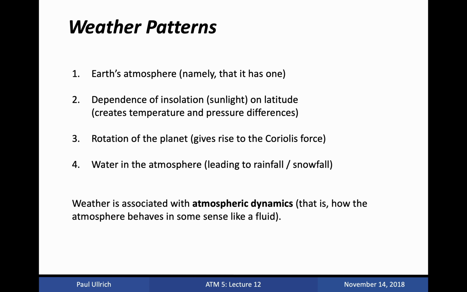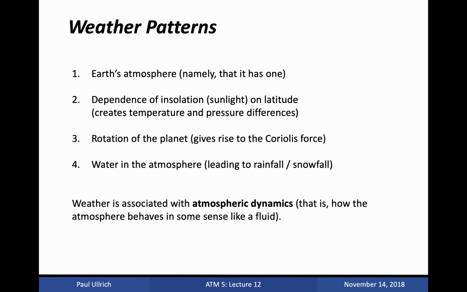Then rotation of the planet gives rise to Coriolis force, which we'll see later plays a very important role in determining, for instance, the direction of the storm track, which in turn is responsible for the net west to east movement of air that we typically observe in the mid-latitudes. Finally, the fact that there's water in the atmosphere leads to rainfall and snowfall, commonly associated with weather patterns.